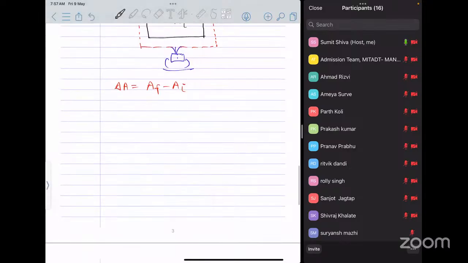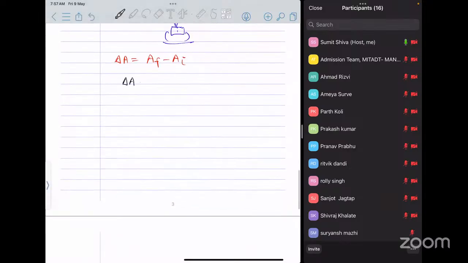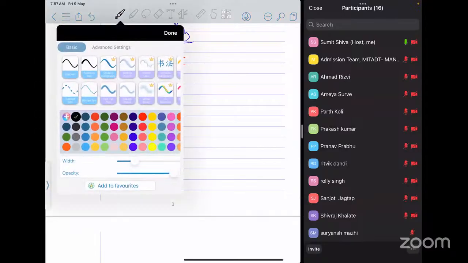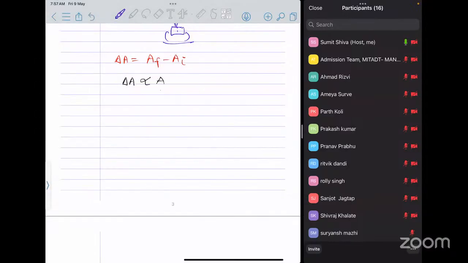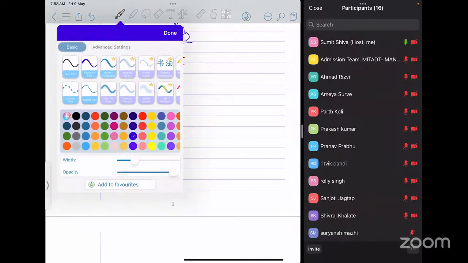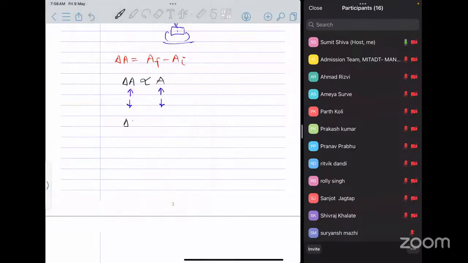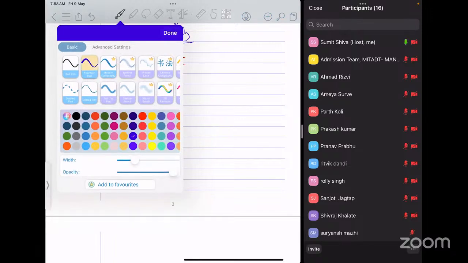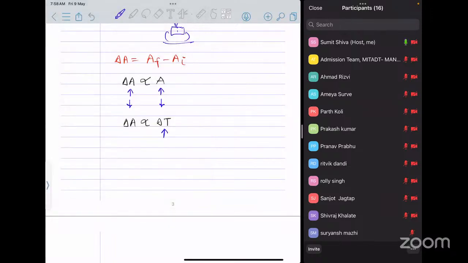Now again from experiment, it is proved that delta A is directly proportional to A, which simply means greater will be the original area, greater will be expansion in the plate, or smaller area, smaller expansion. Another factor is again delta T. Delta A is directly proportional to delta T. Again, the case is same. Greater change in temperature, greater change in area, smaller change in temperature, smaller change in area.